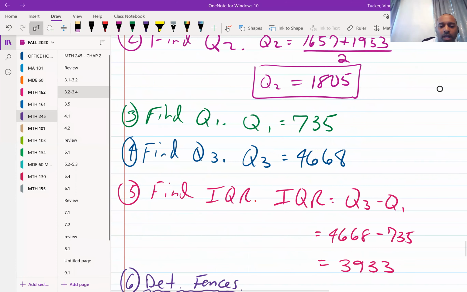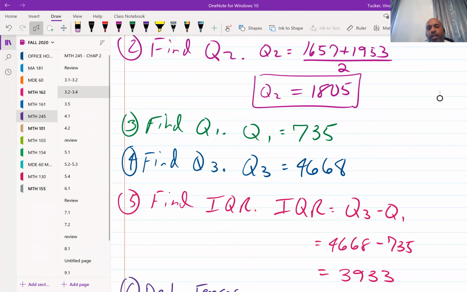And then the last, we got to do our outliers. Next step is find the IQR. That's Q3 minus Q1. That's just 4668 minus 735, which would be 3933.